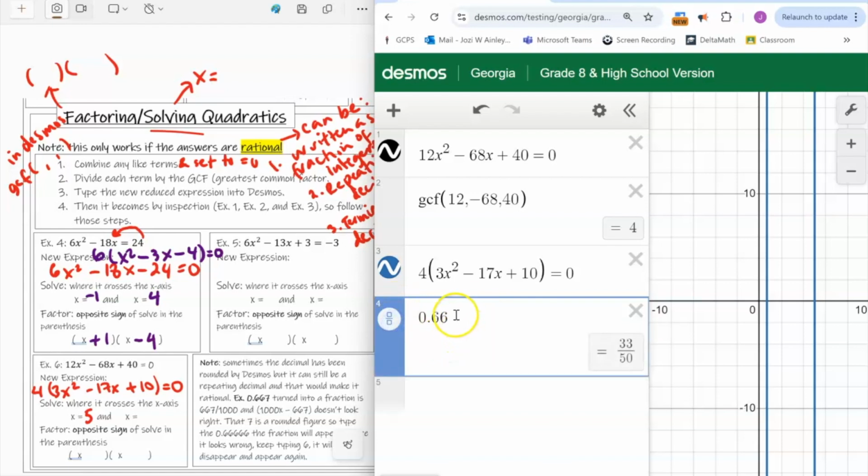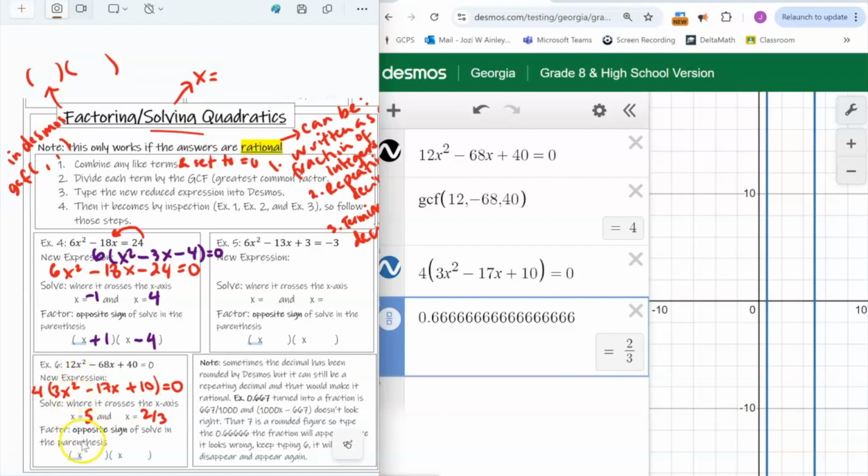So we're going to click this real quick. Sometimes the decimals will be rounded, but it can still be a repeating decimal, and that would make it rational. So for example, if you have 0.667 turned into a fraction, this does not look right. That 7 is rounded, so you can type in 6666 and the fraction will appear, but it looks wrong. So keep trying 6, it will disappear and appear again. So if yes, it did. Now that looks better. So 2/3. All right, 2 divided by 3 looks like a better one. All right, so to find the solutions, you don't have to find the GCF.